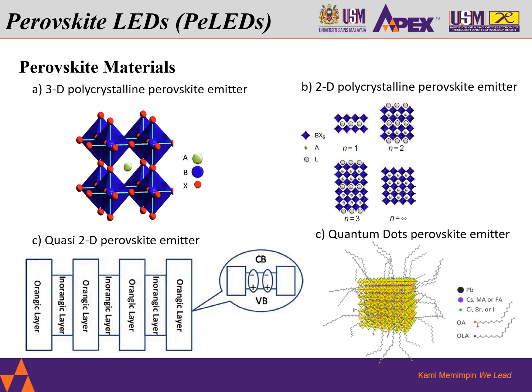These are examples of different types of structure for perovskite materials. For example, A is the 3D polycrystalline perovskite emitter. As you can see here, this crystal structure consists of ABX3, followed by a two-dimensional polycrystalline perovskite emitter, and quasi-2D perovskite emitter, which consists of inorganic layers and organic layers sandwiched together. And C is the quantum dot perovskite emitter.